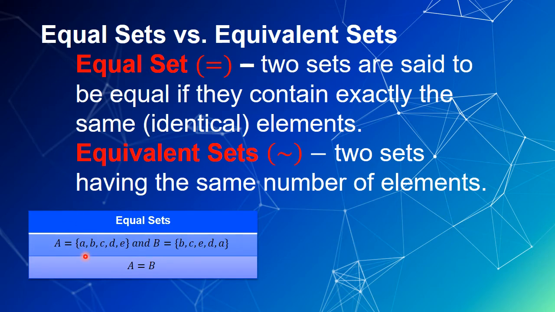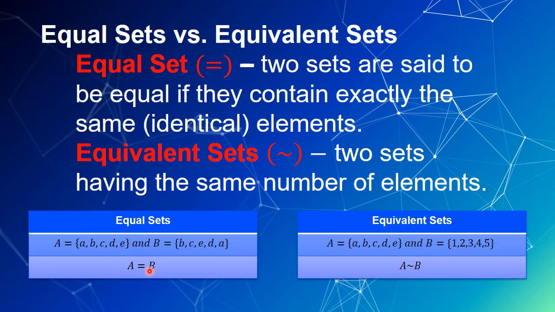Let's say for instance, we have equal sets. Set A, we have A, B, C, D, E. So take note that we have letters A, B, C, D, E. Looking at set B, we also have elements B, C, E, D, A. As you can see, all the elements in set A are also present in set B. They are exactly the same. Therefore, we can conclude that A is equal to B. So these are equal sets.